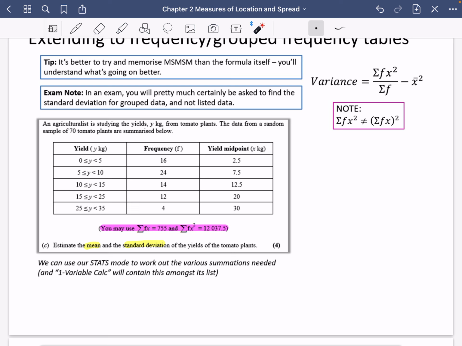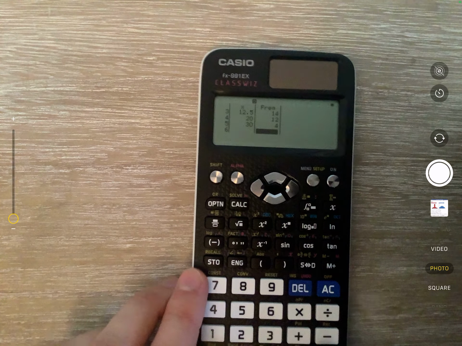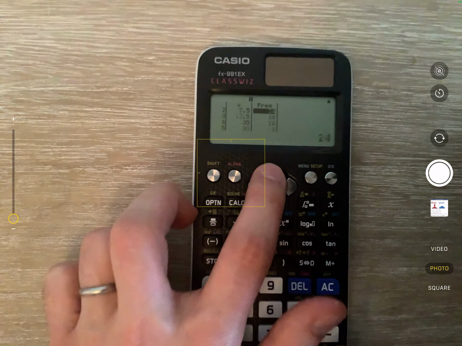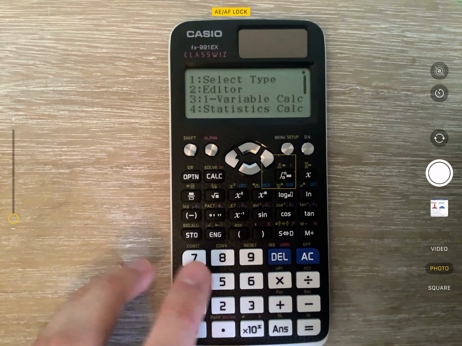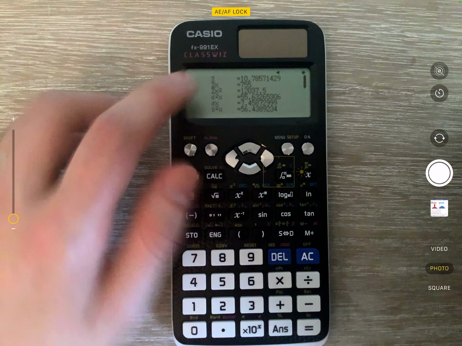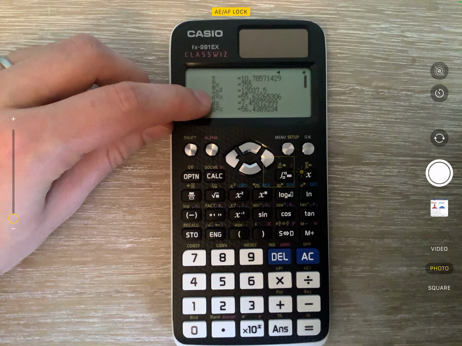So I'm now just going to fill in the frequencies as well. So we've got 16, 24, 14, 12, and 4. Silly me, they'd even told me the midpoints. Now, I'm just going to show you how you can do this on the calculator to grab those different values that they've got there. So when you've got them all typed into the table like this, you just go to your option, one variable calculator, and we've got all of these different values. Now they don't have the F in here because it's just doing it straight from the table.